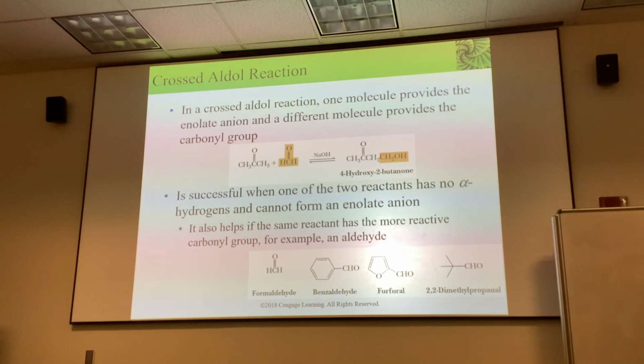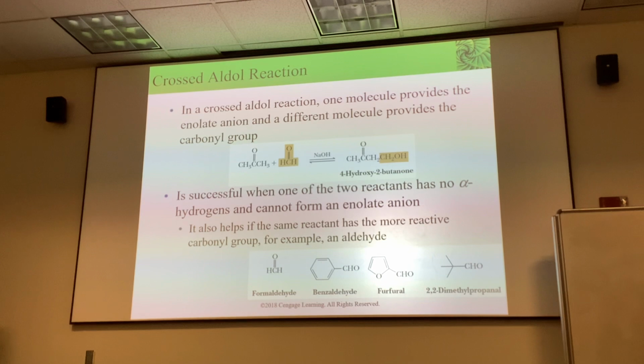So today we're gonna do a crossed aldol reaction. This time we've got one molecule being the enolate anion and a different one being the carbonyl group. So basically, it is successful when one of the two reactants doesn't have any alpha hydrogens and cannot form an enolate anion at all. Otherwise, you get a hot mess, right?